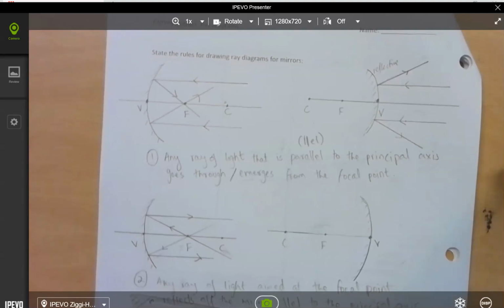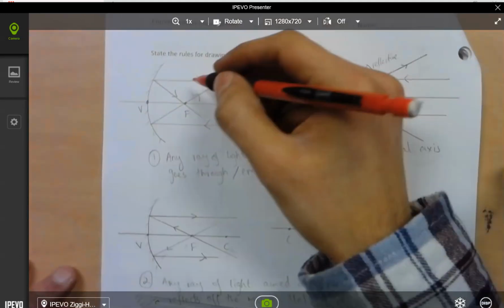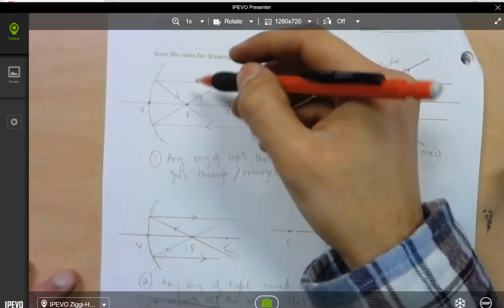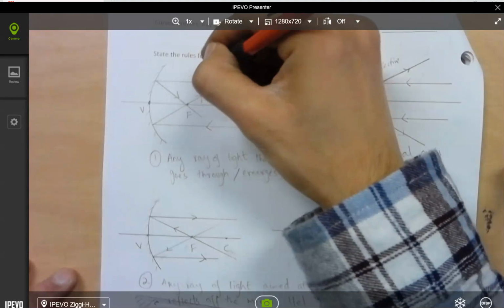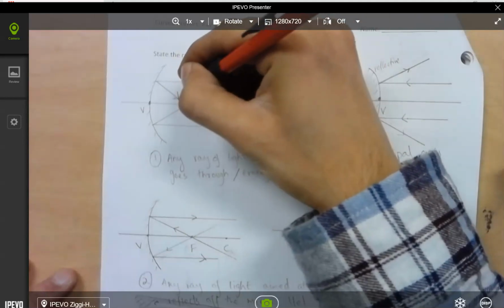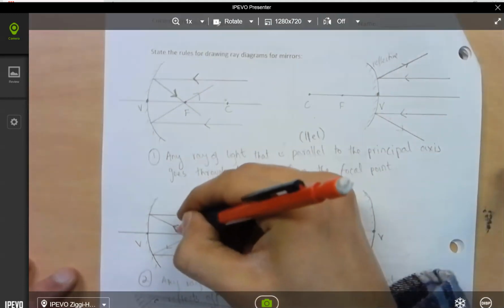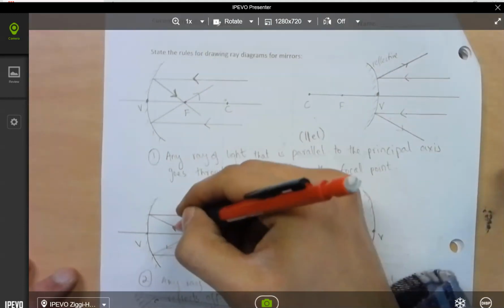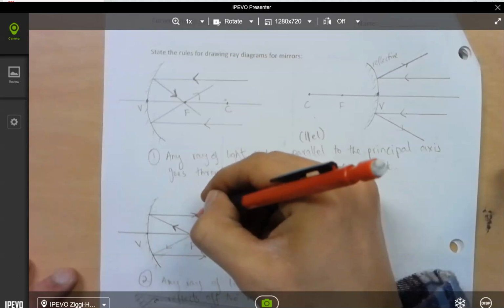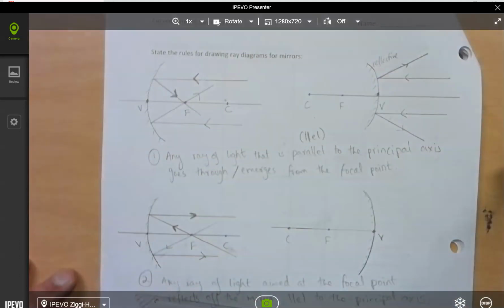Okay, so the diagrams look almost the same, but the key thing you have to note is the difference in arrows. So first one, the parallel one was coming in, and through the focal point was after it was reflected. Here's the opposite. We're going in, passing through the focal point, and then after it's reflected, it's emerging parallel to the principal axis. So these are the opposite diagrams, but they look the same. Just the arrows are different. You'll know.